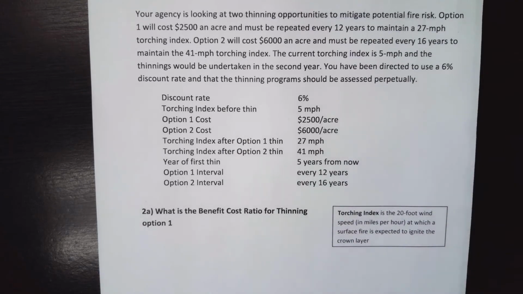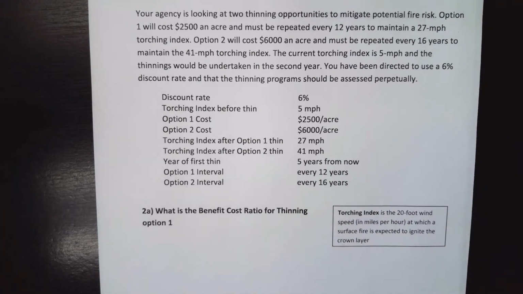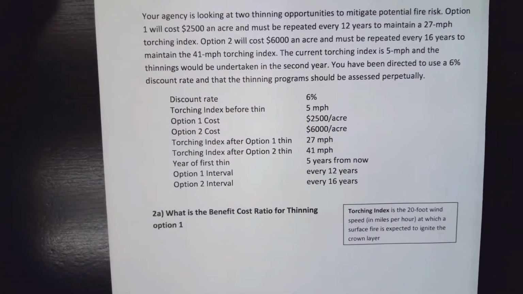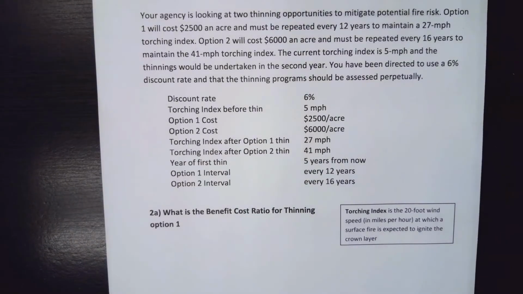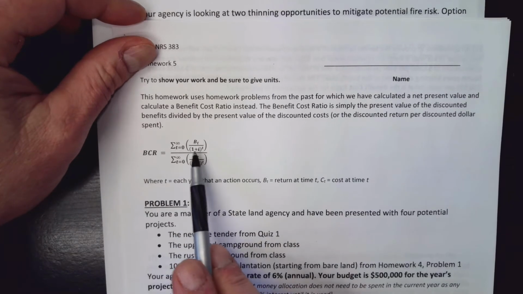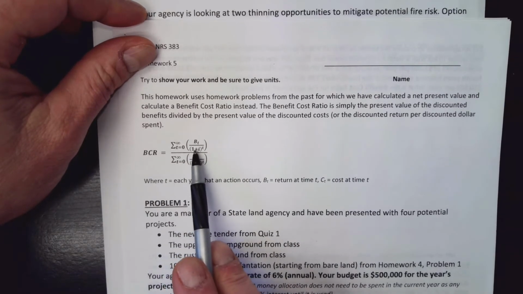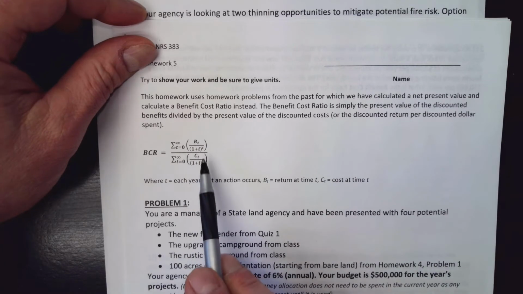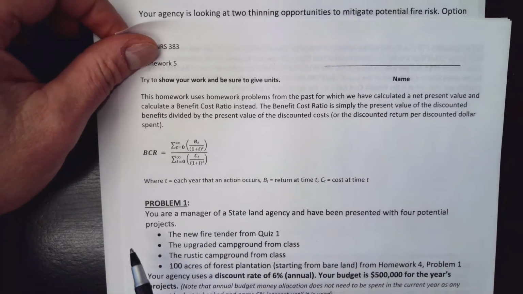All right, so this is an example for homework 5. So we're going to be doing benefit cost ratio, and one of the nice things about a benefit cost ratio, if we look at your homework here, is that we're going to put the discounted benefits over the discounted costs. And when you do that, now we don't have to have the same units.